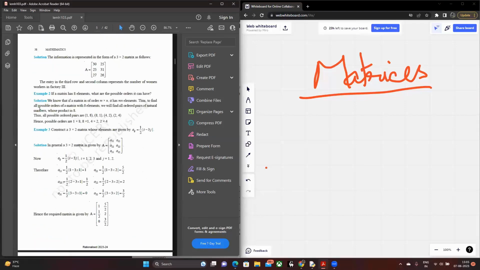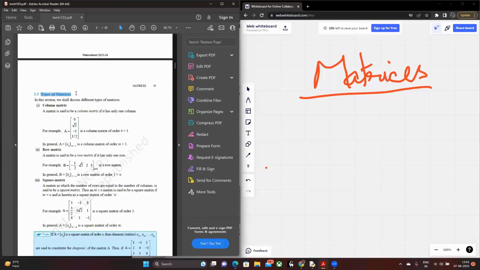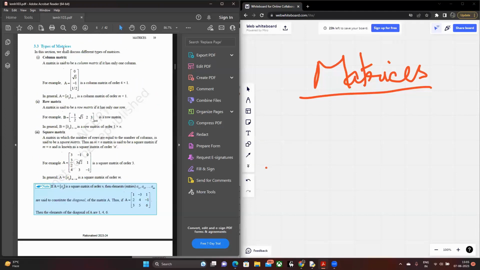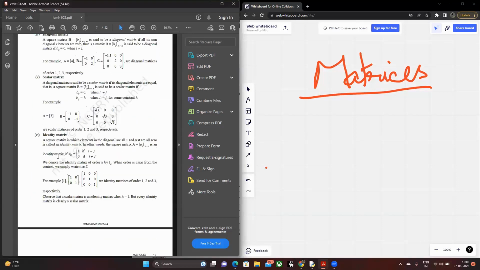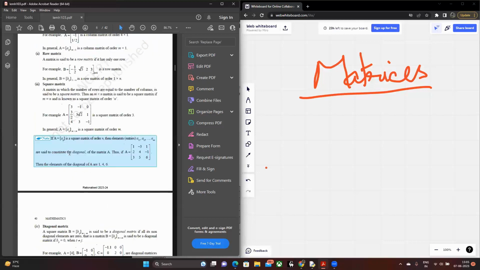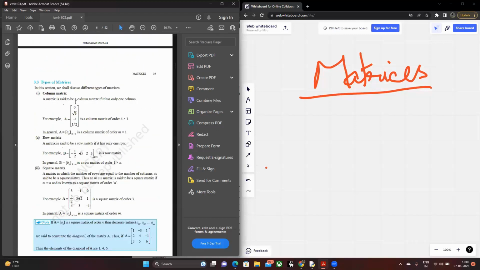Right? And then you have the different types of matrices. The different types of matrices are basically a column matrix, a row matrix, a square matrix, a diagonal, scalar, identity matrix, and a zero matrix. Right? So a column matrix is basically a matrix which has one column, or has an order m cross 1, right?